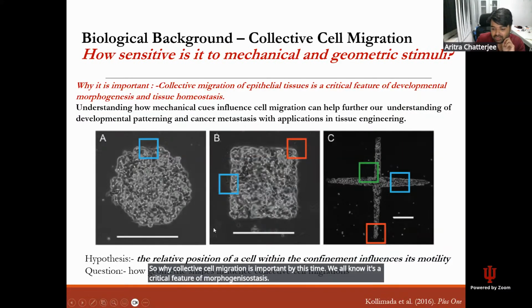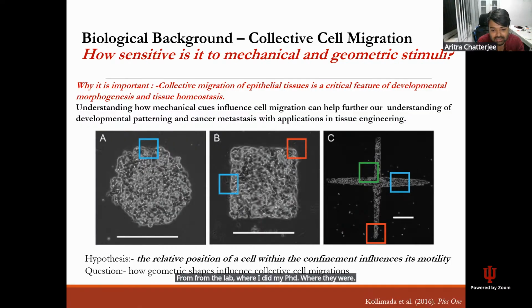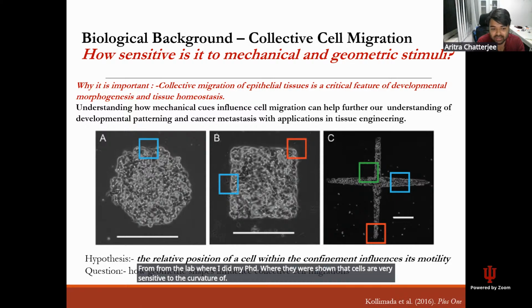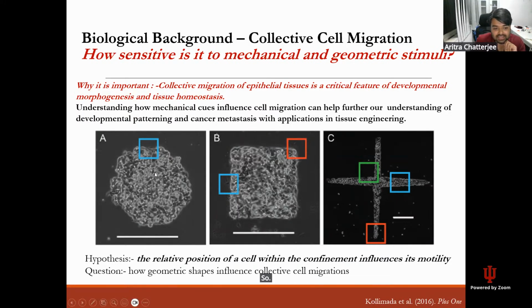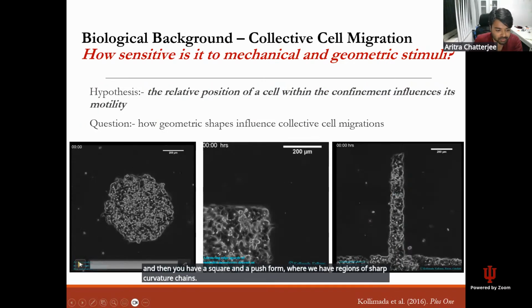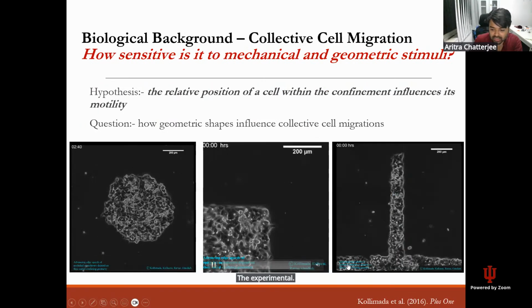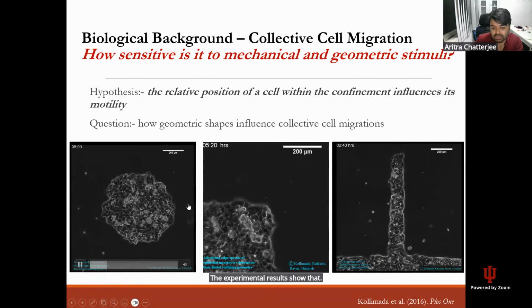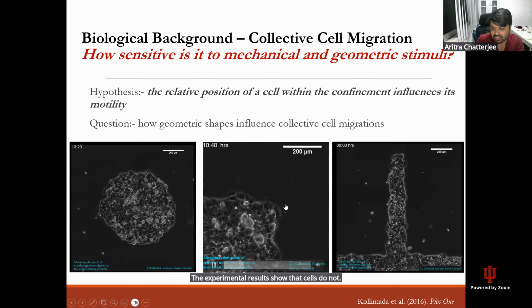And typically, I wanted to replicate the results from this paper, which is from the lab where I did my PhD, where it was shown that cells are very sensitive to the curvature of geometric confinement they are in. So there are three cases: the circle, which has uniform curvature, and then a square and a cruciform where we have regions of sharp curvature changes. The experimental results show that cells do not deal with sharp curvature changes very well.